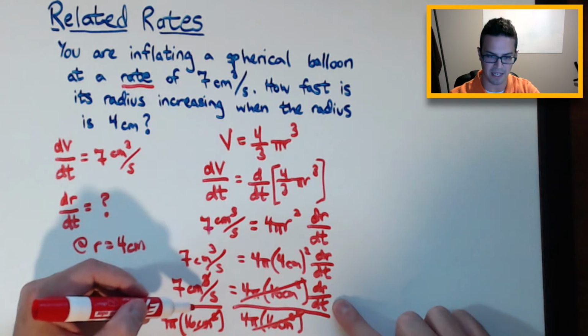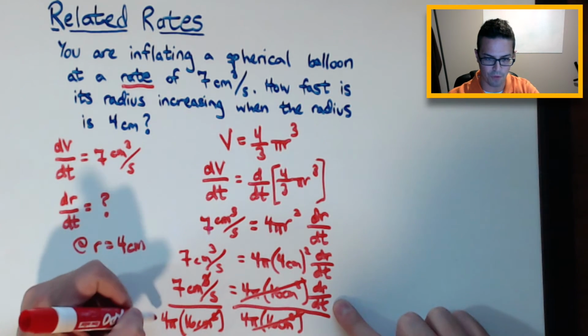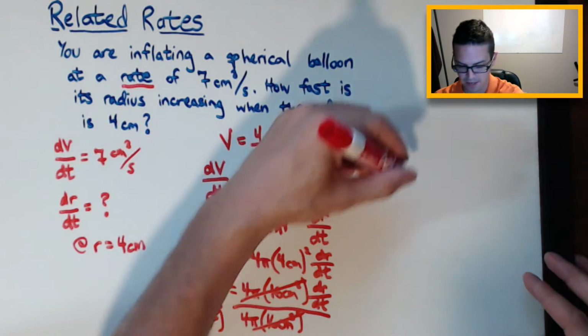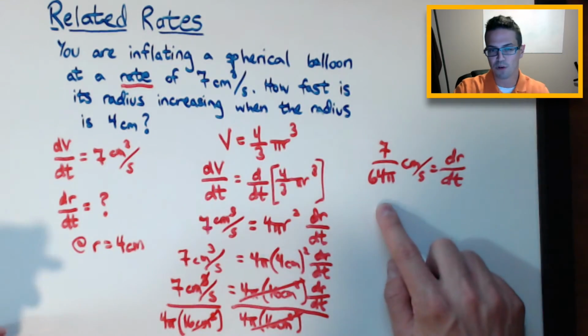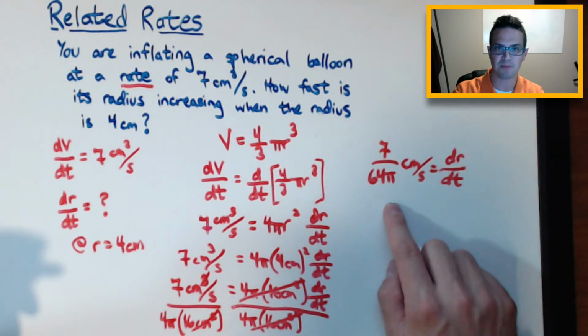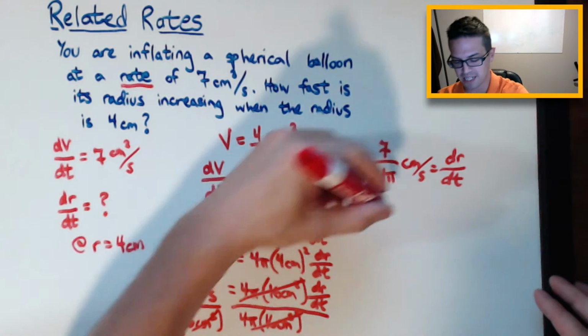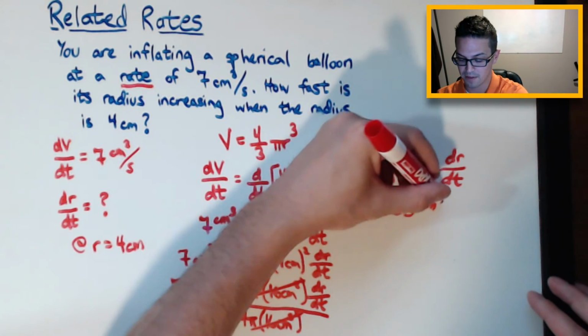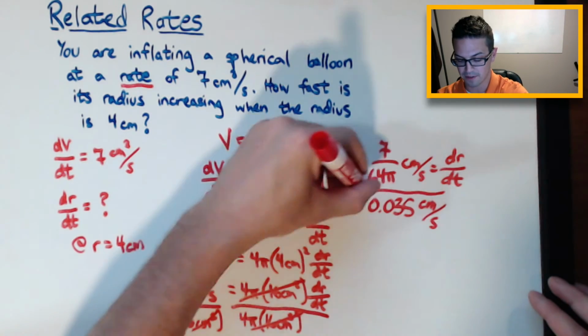Right now we have 7 over 4 times pi times 16, so I'm going to simplify that over here. Since this is a real world problem, you can't just keep it in terms of pi like this. You're going to want to get a decimal approximation for this. Just throw it in your calculator and you should get 0.035 centimeters per second for your final answer.